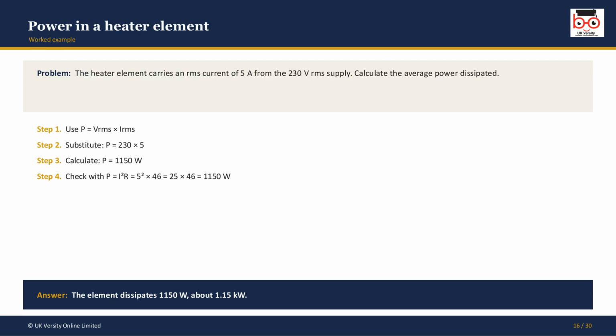It's carrying 5 amps RMS from the 230-volt RMS supply. Power equals voltage times current, so 230 times 5, which is 1150 watts. We can check it another way with power equals current squared times resistance. 5 squared times 46 is 25 times 46, also 1150 watts. So the element dissipates about 1.15 kilowatts.